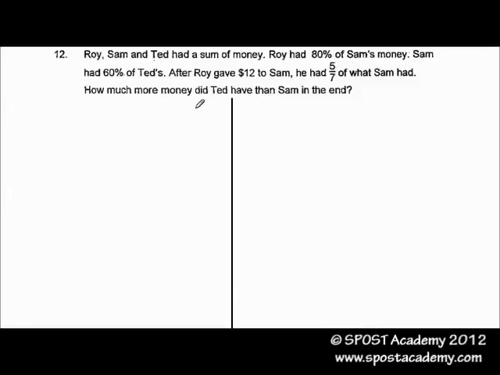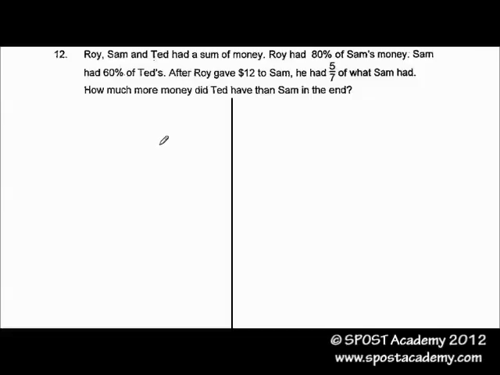Roy, Sam, and Ted had a sum of money. Roy had 80% of Sam's money. Sam had 60% of Ted's. After Roy gave $12 to Sam, he had 5 over 7 of what Sam had. How much more money did Ted have than Sam in the end?